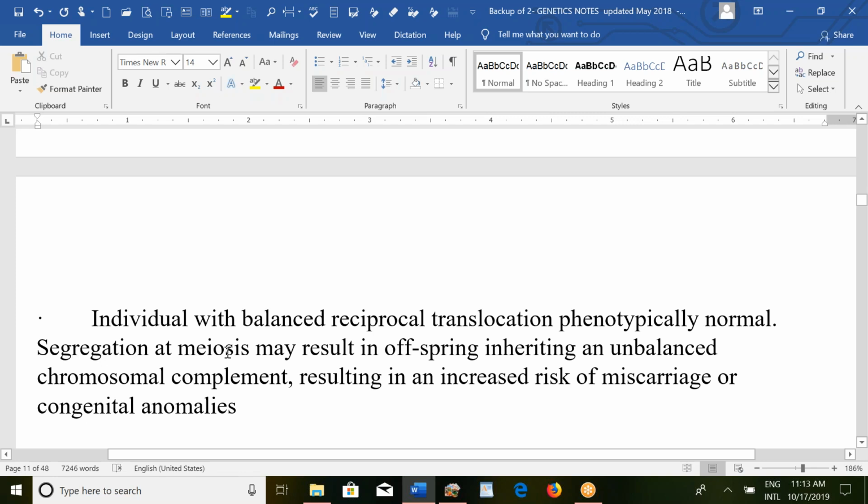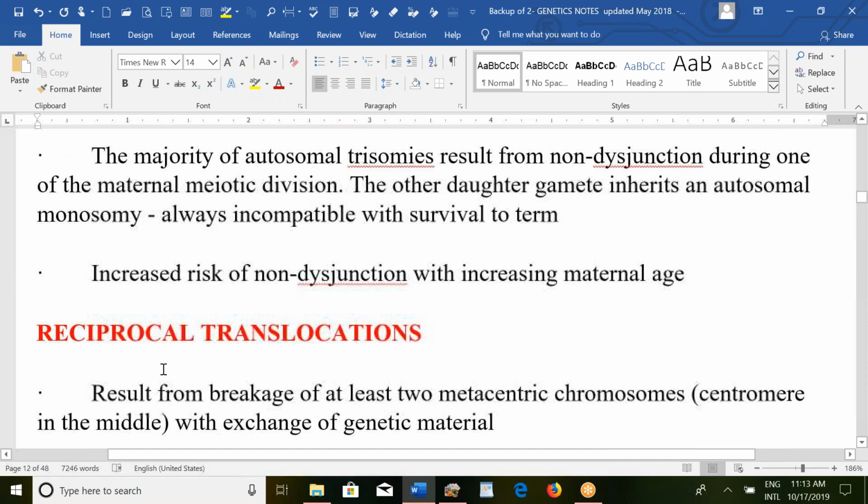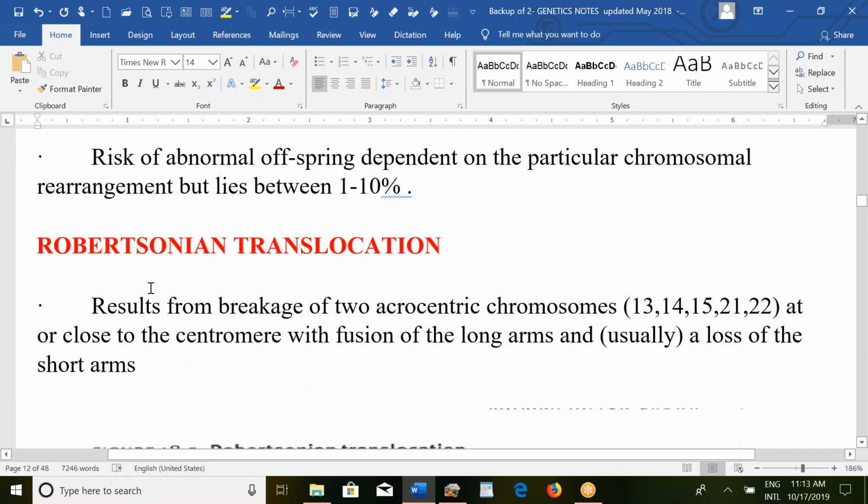Segregation at meiosis may result in offspring inheriting an unbalanced chromosomal complement, resulting in an increased risk of miscarriage or congenital anomalies. The risk of having abnormal offspring depends on the particular chromosomal rearrangement but lies in the range of 1 to 10%. These are reciprocal translocations. Another form of translocation is Robertsonian translocation.